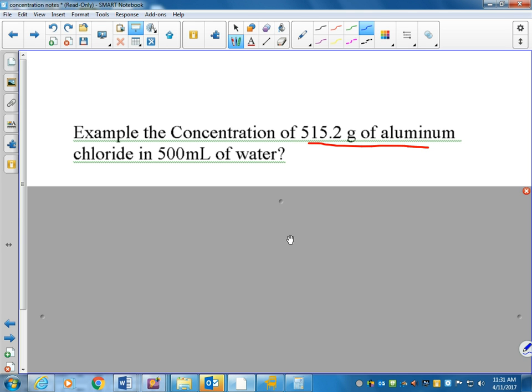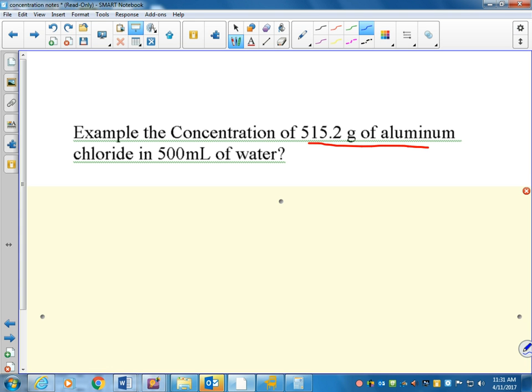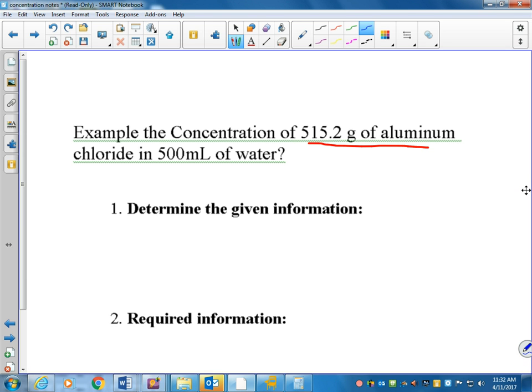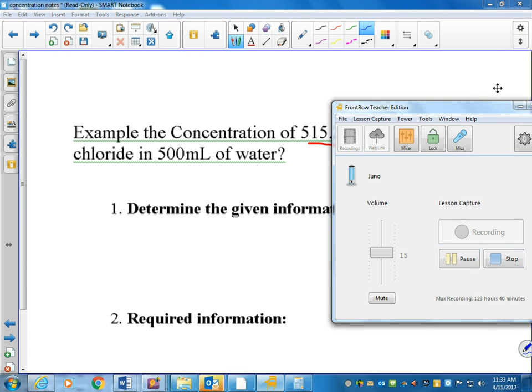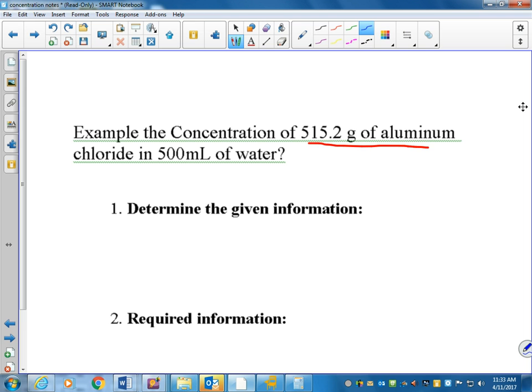Are you guys ready? What are we given in this whole question sheet? Sorry, what are we given in this question? So, what are we actually given? We're given 515.2 grams, but we actually have to write aluminum chloride in its proper form.